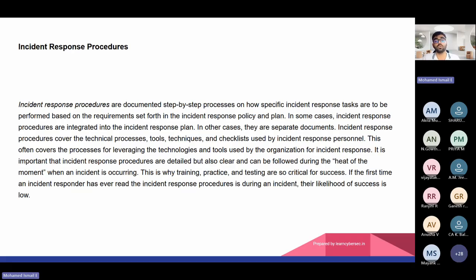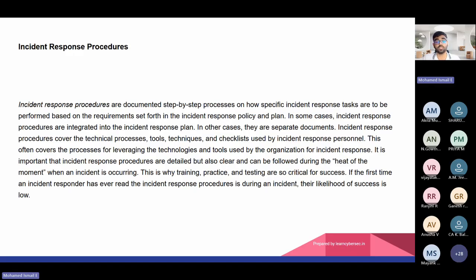You should know the step-by-step process on how specific incident response tasks are to be performed, based on the requirements set forth in the incident response policy and plan. The policy and plan are prepared well in advance, so you should know the policy exists and there is a plan. In some cases, incident response procedures are integrated into the incident response plan. In other cases, they are separate documents.